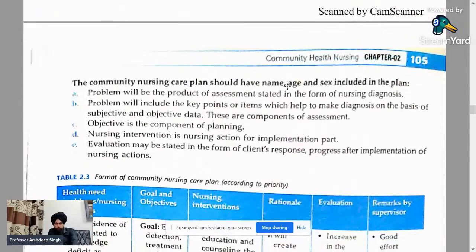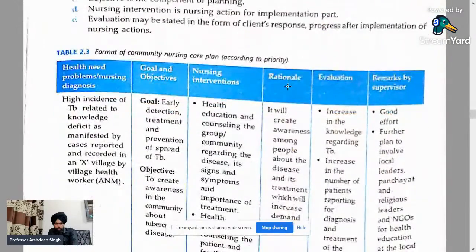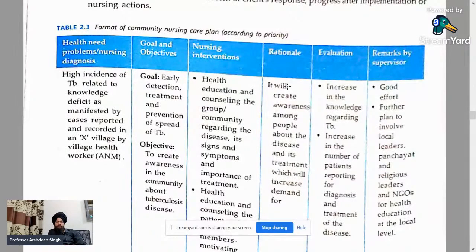Next, a format is written over here, like you can see in this picture of the table, the format of the community nursing plan. You can see how we can construct the different formats. There is a format for the nursing care plan, the community nursing care plan. That is very beneficial for the students in any course. It is a standardized format for every nursing care plan, either in community health nursing, midwifery, or other types of subjects.